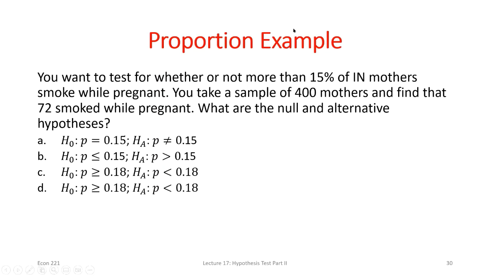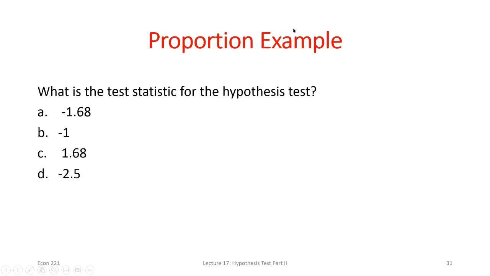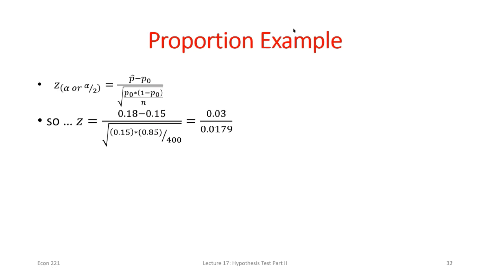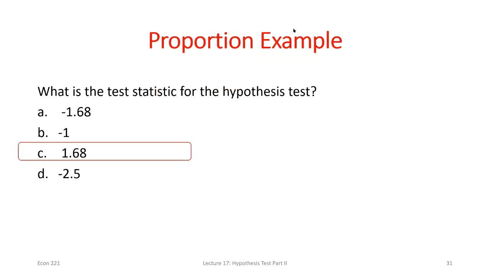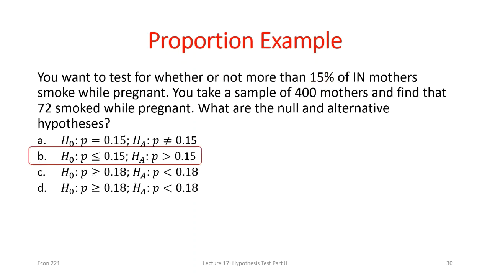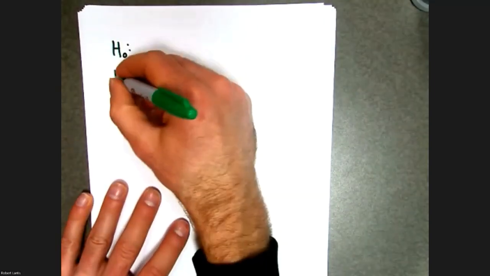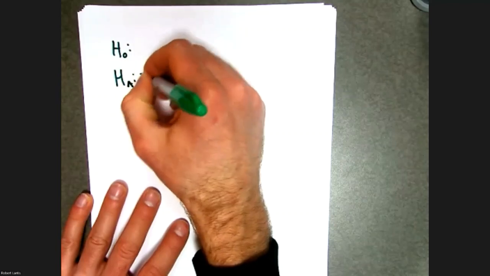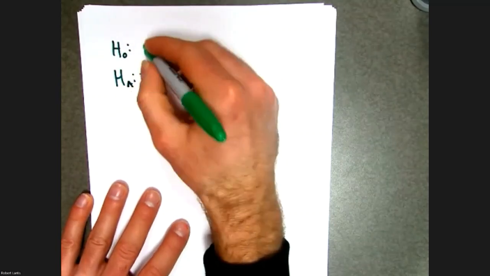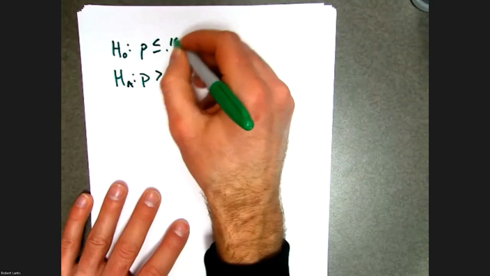So kind of think about what I've got here. I've got 72 out of 400 mothers smoke. I'm going to cheat real quick. So that's 0.18. So we've got our null and alternative hypotheses. I'll work through this one here and then we'll go back to the slides. I had this as my null hypothesis.